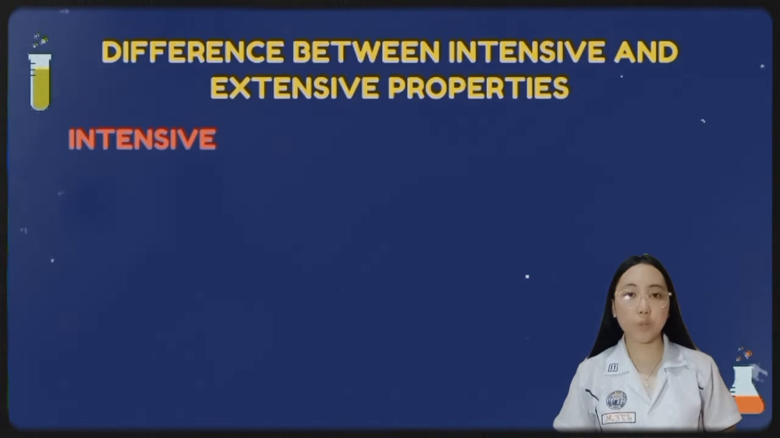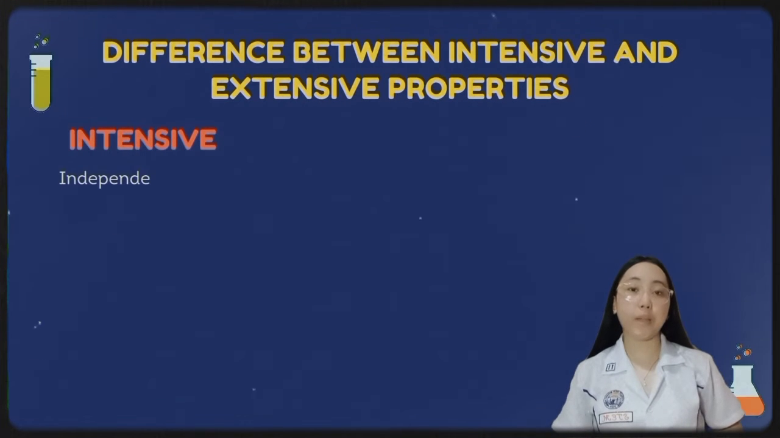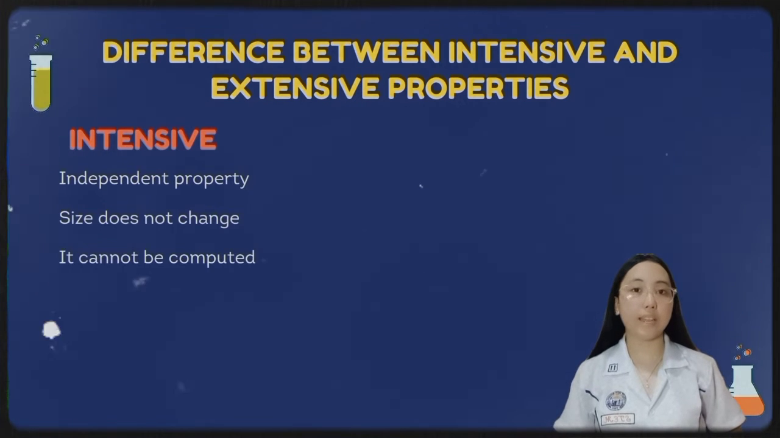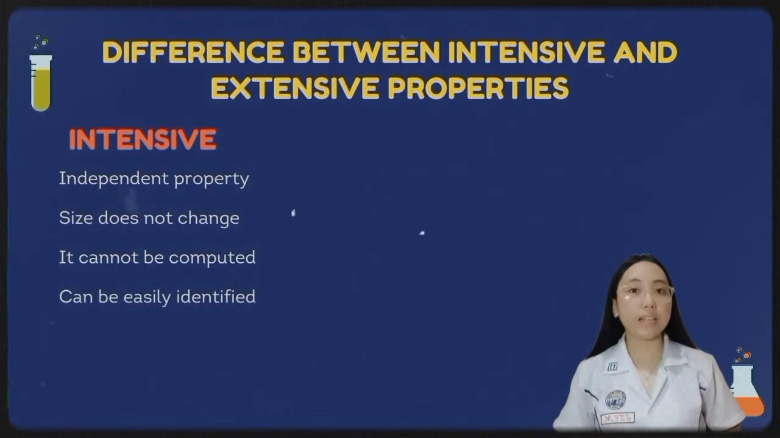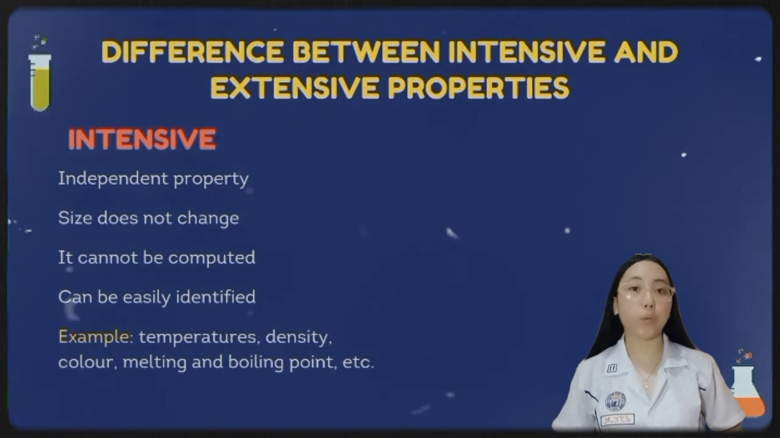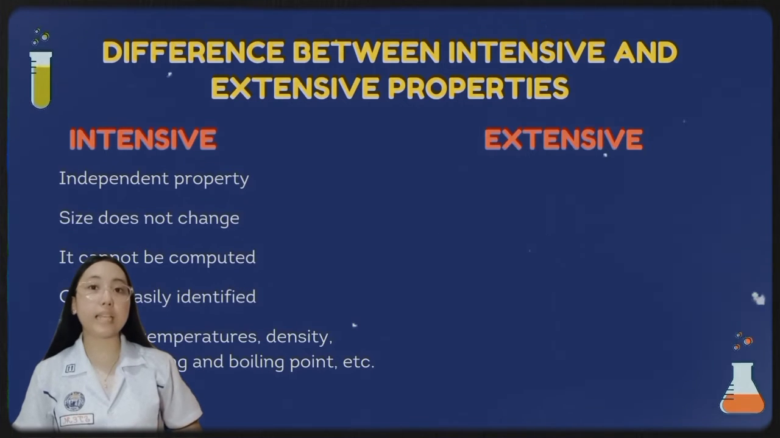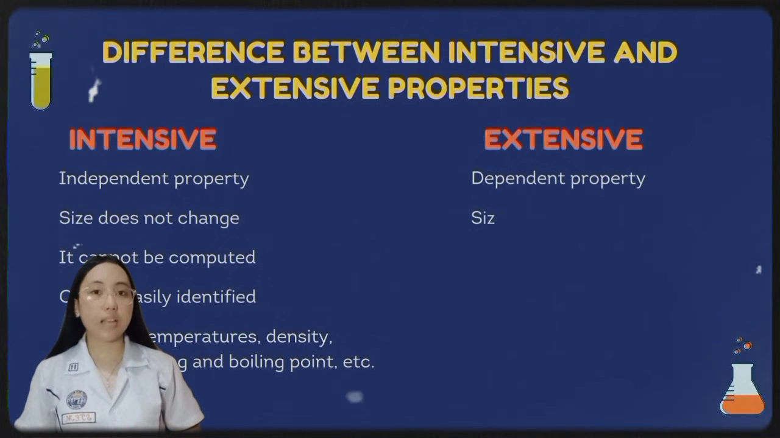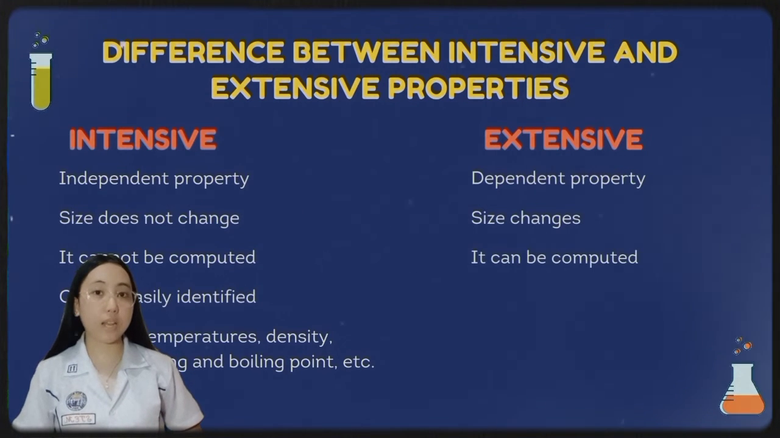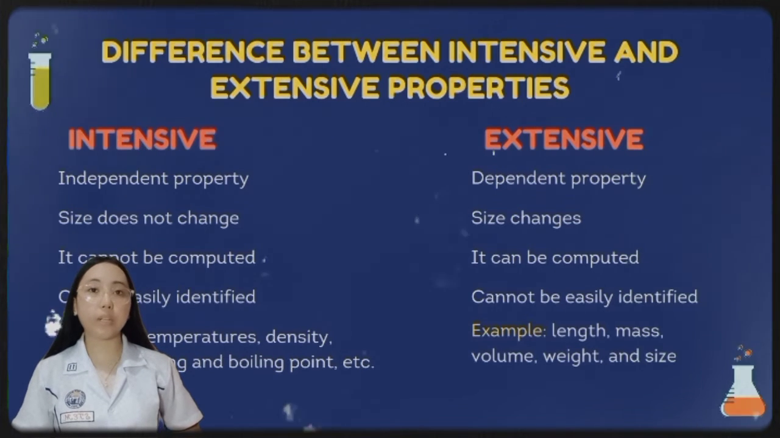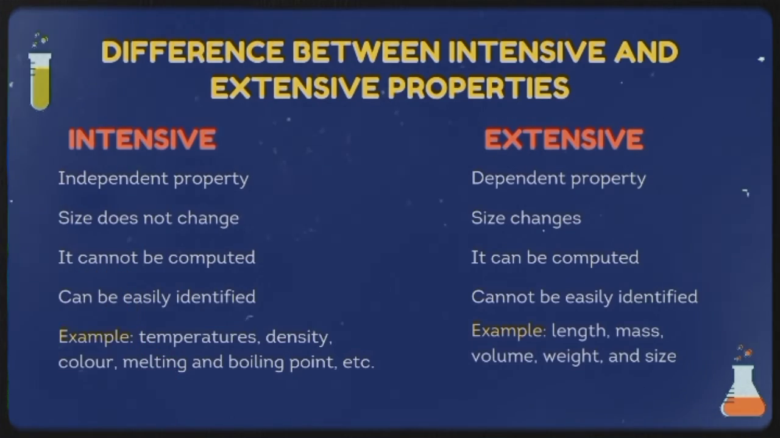Let's differentiate the two. An intensive property is independent of size. Size does not change, it cannot be computed, and it can be easily identified. Examples of intensive properties include temperature, density, color, melting and boiling point, etc. While an extensive property is a dependent property, size changes, it can be computed, and it cannot be easily identified. Examples of extensive properties include length, mass, volume, weight, and size.